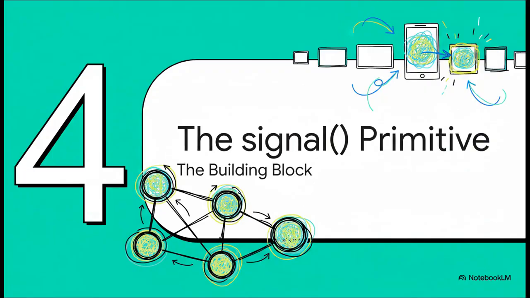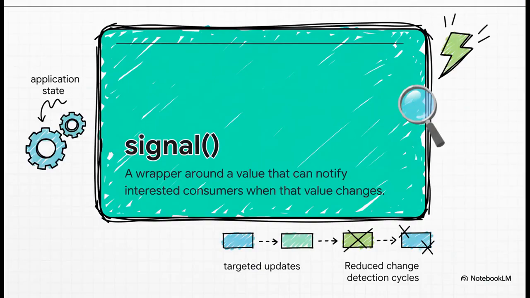Okay, so you're probably wondering, how does it actually do that? Let's peel back the layers and look at the most fundamental piece of this whole puzzle, the signal function itself. You know, at its core, a signal is surprisingly simple. Just think of it as a little box, and inside that box, you put a value. But here's the clever part. This box is smart.